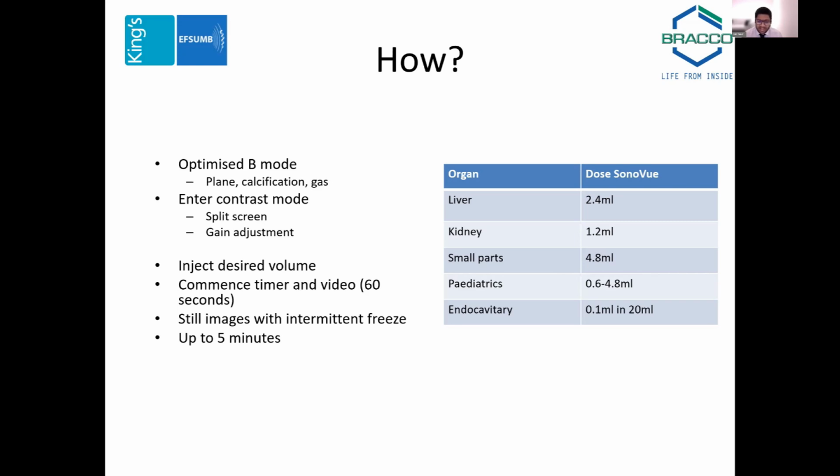It systemically circulates. Once you've injected, you commence your timer from the moment of injection, and you need to keep a video for that first 60 seconds. That's your moment where you can tell whether your washout is happening early or late, which I'll come on to later. Subsequent to this 60 seconds, you want to be taking intermittent freezes and still images or short video clips of just a couple of seconds up to 5 minutes. And that's to prevent artificial washout of these lesions and bubble destruction.